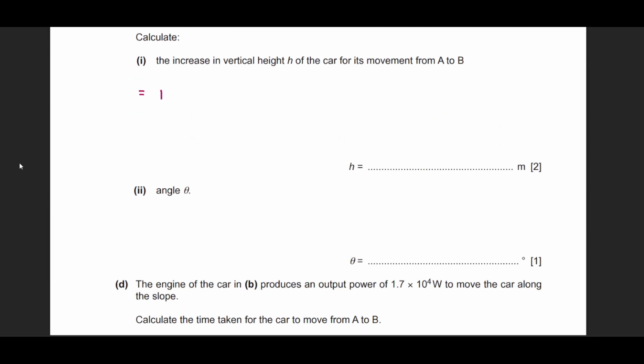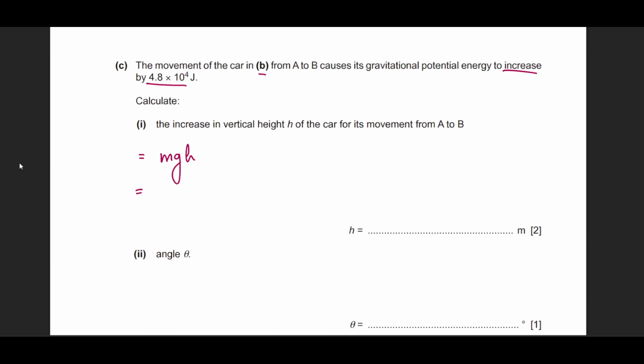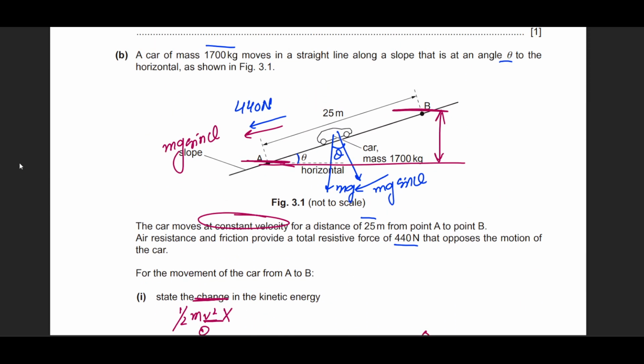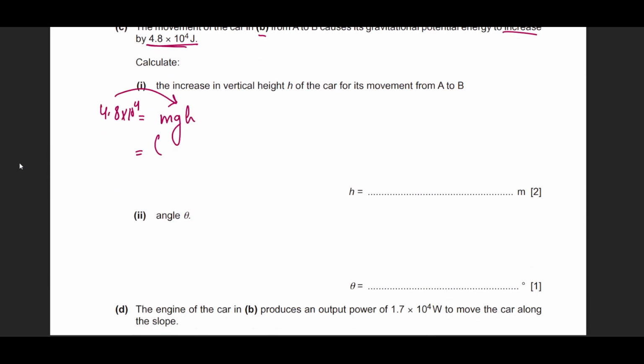We are going to simply apply the formula mgh. The energy is given to you as 4.8 into 10 raised to power 4. This energy is being converted into height, right? So mg is already given to you as 1700, and we just have to multiply this with the gravity. So this becomes 1700 multiplied by 9.81 multiplied by h equals 4.8 into 10 raised to power 4. Performing algebra will give you h equals 2.88 meters, which will become 2.9 meters.